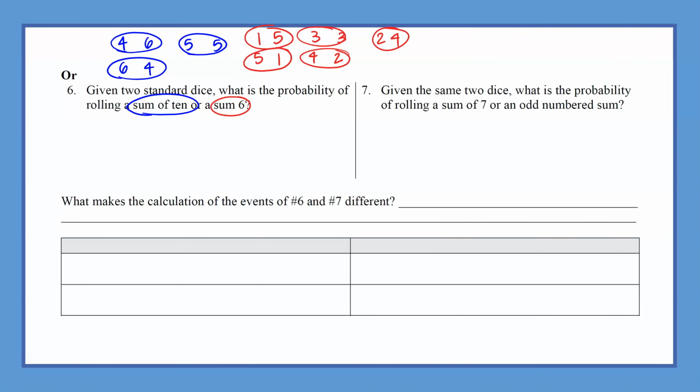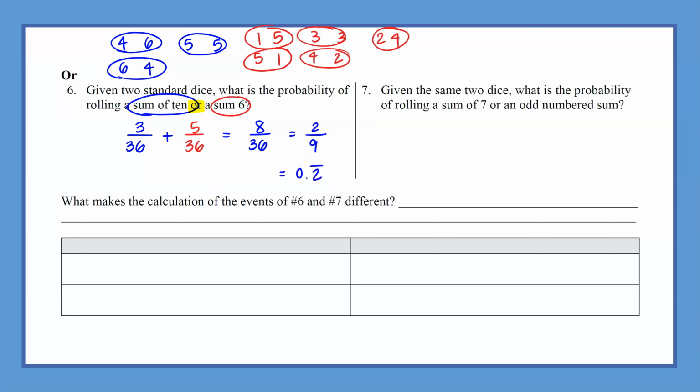So for sum of 10, we said that it was 3 out of the total 36 in my sample space. Sum of 6 would be 5 out of 36. The word or, I want either a sum of 6 or a sum of 10, would be the sum of these two probabilities. And that would equal 8 out of 36 is the probability that either of those happen, which reduces to 2/9. 0.2 repeating.